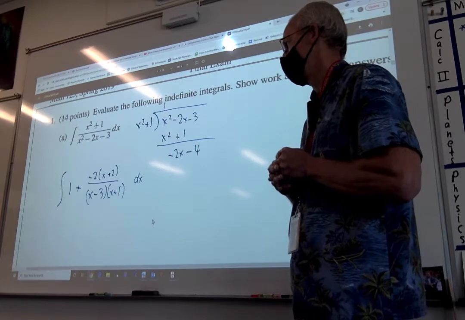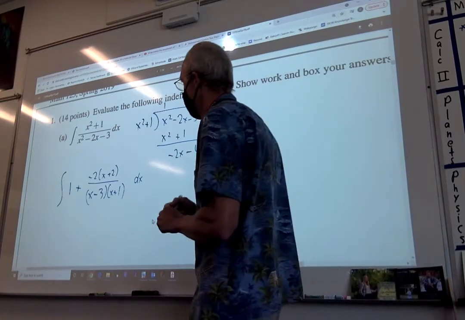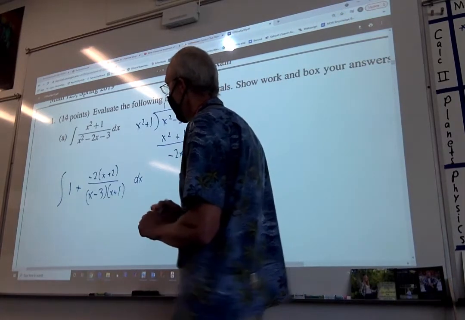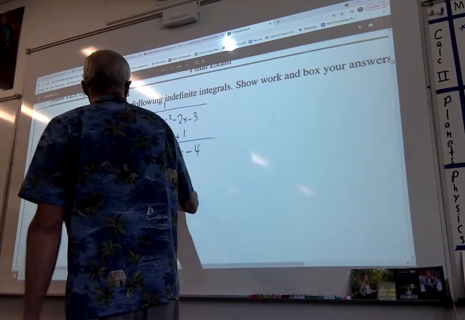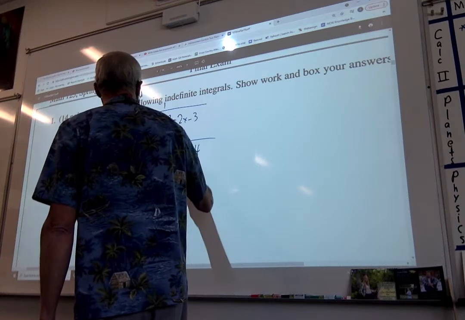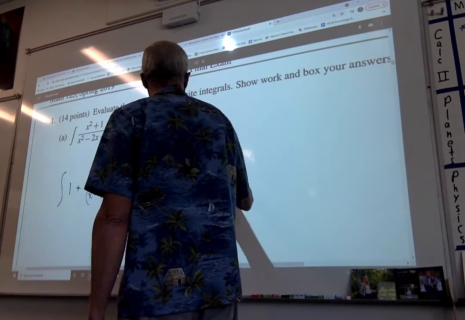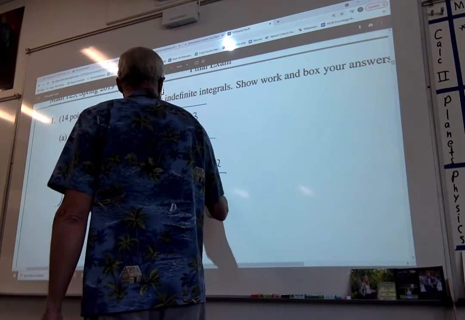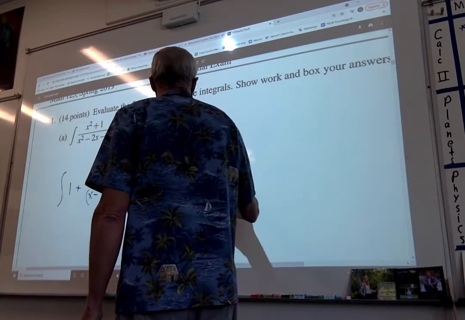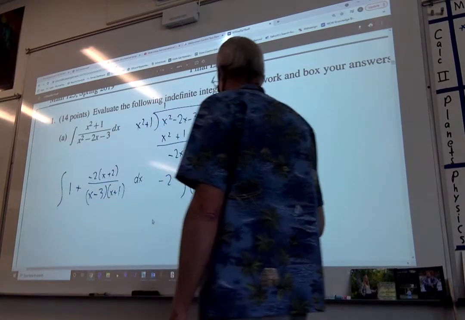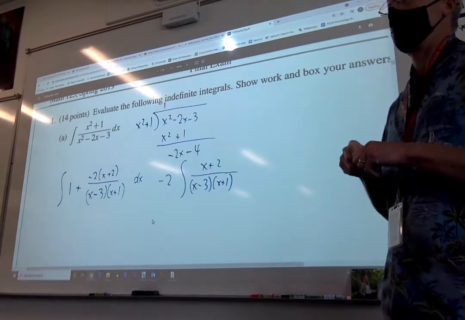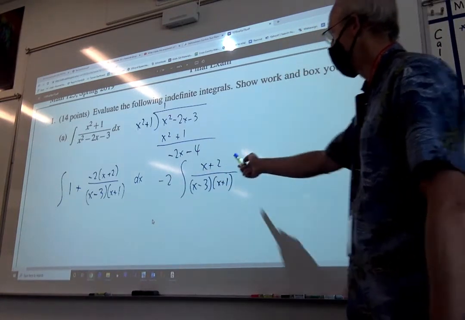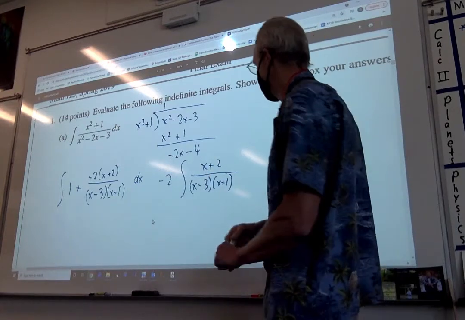Should we leave it as negative 2x, or should we just switch it back to x? No, so what I would do, okay, this is an easy integral, right? So now it's this integral. I would just take the minus 2 out, in this integral of x plus 2 over x minus 3 times x plus 1. It's always good to take something out, especially negative 2's. Just take it out. Now we do the partial fractions thing.